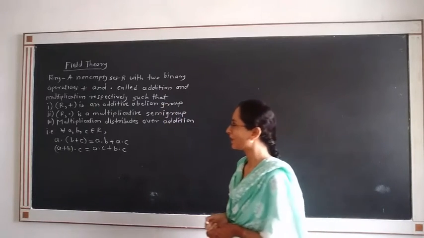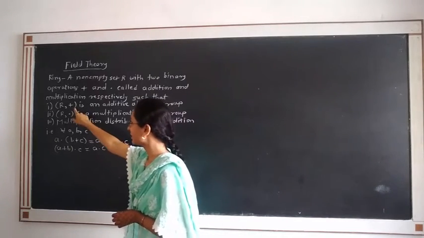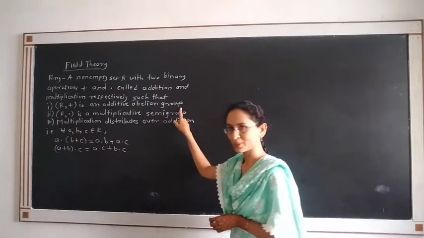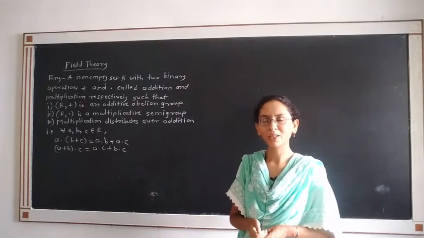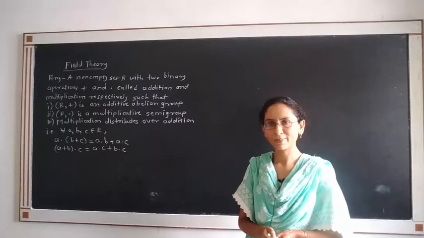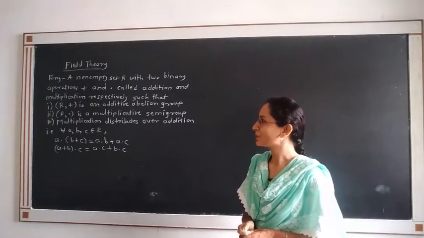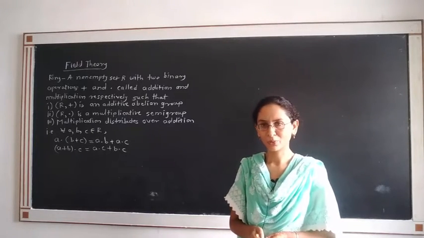First, set R with respect to addition is an additive abelian group. What is meant by additive abelian group? Firstly, R should be a group with respect to addition, then it will be abelian. What is a group? A group follows four properties.